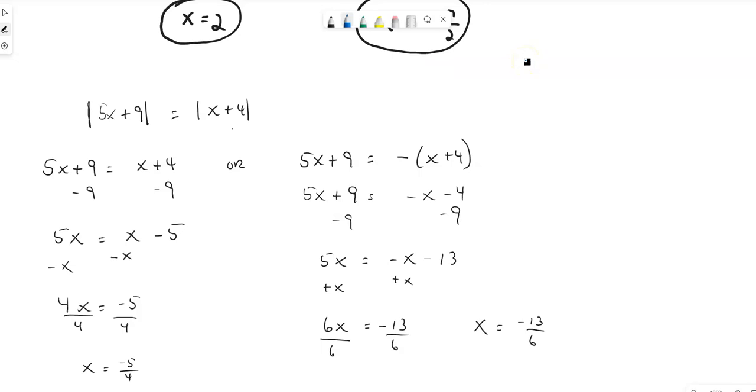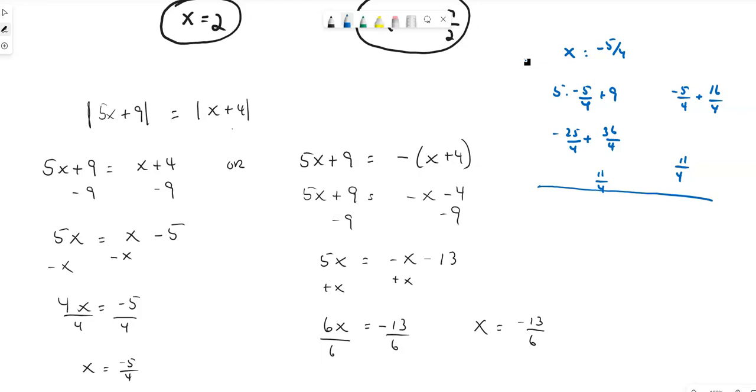All right. So it's going to take a little bit of effort to check our work, but it's probably a good illustration. So if I put in an x equals negative 5/4, I get 5 times negative 5/4 plus 9. So negative 25/4 plus 9 is 36/4. Gives me 11/4. On the other side, negative 5/4 plus 4, which is 16/4, gives me 11/4 right away. So these two both equal positive 11/4, I've got an answer that works.